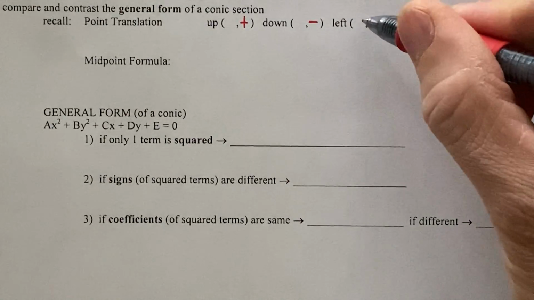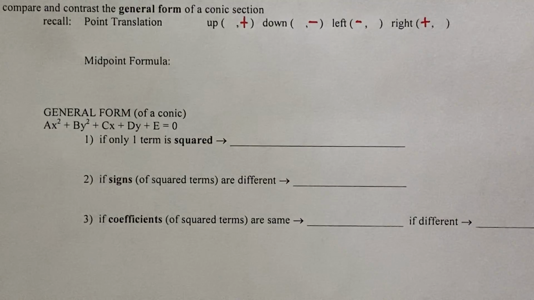If I want to move to the left, I subtract from the x. If I want to move to the right, I add to the x-coordinate. So again, left, right is an x-coordinate change.